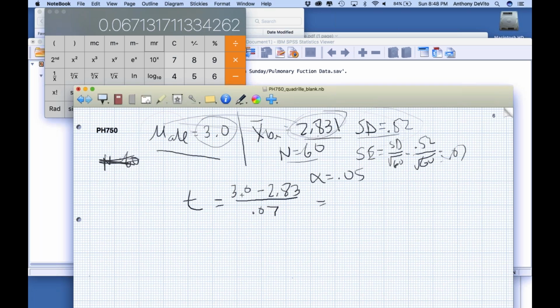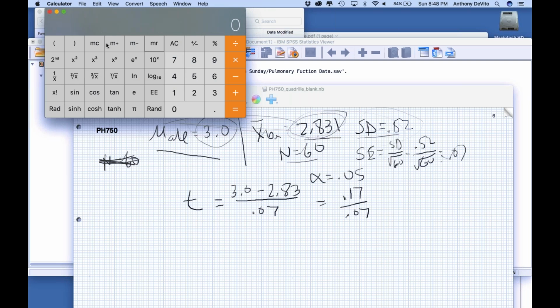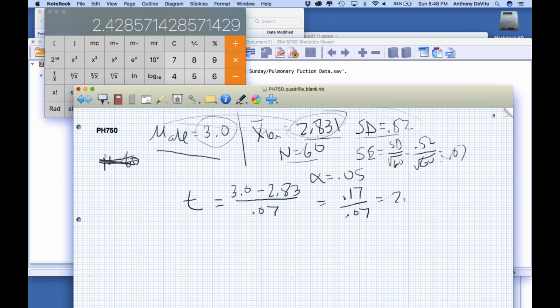Okay, so let's see what that comes out to. 0.17 over 0.07, very roughly. I'm hoping I didn't round this off so much that it's going to change the answer. So 0.17 divided by 0.07 is equal to 2.42. Boy, that's coming up a lot today, isn't it? 2.43 actually. Okay, our t-score for our calculation is 2.43.